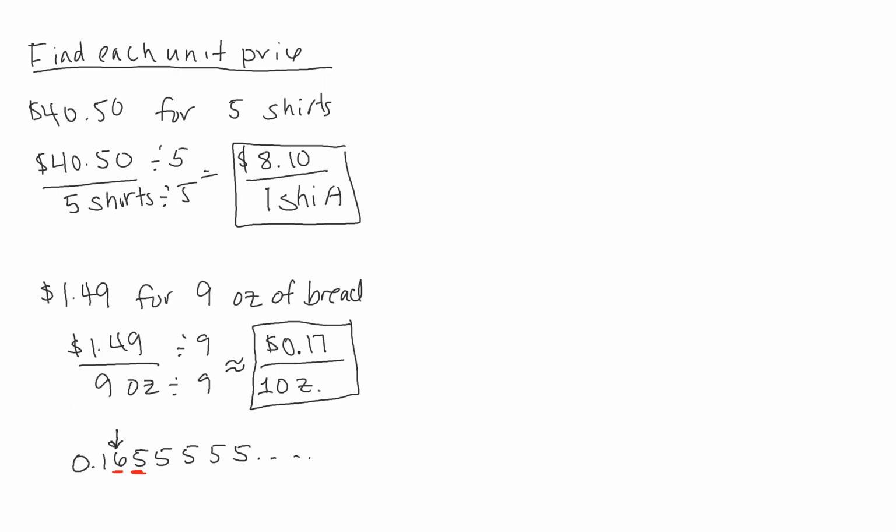Let's look at another one. Let's say that we had $1.73 spent on 16 ounces of juice. All right, so we want to take the price divided by the unit, which would be 16 ounces.